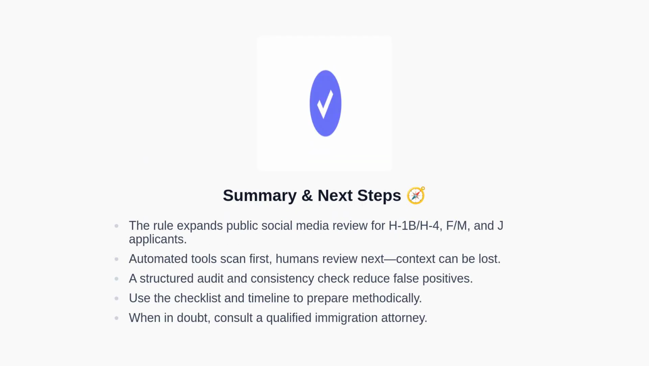To wrap up, this policy expands public social media review particularly for H-1B and H-4, F and M, and J applicants. Automated scanning occurs first, and human review follows, which means context may be lost. A structured audit and consistency check help reduce false positives. Use the checklist and the timeline we provided to prepare methodically. If you are unsure, consult a qualified immigration attorney for tailored advice.